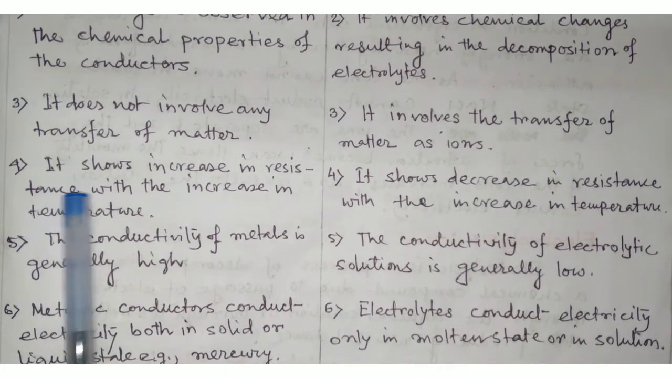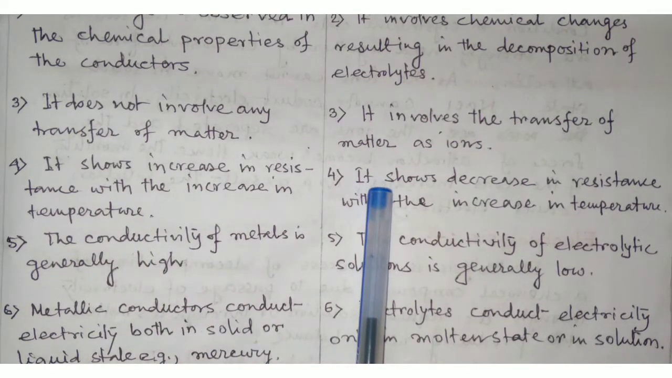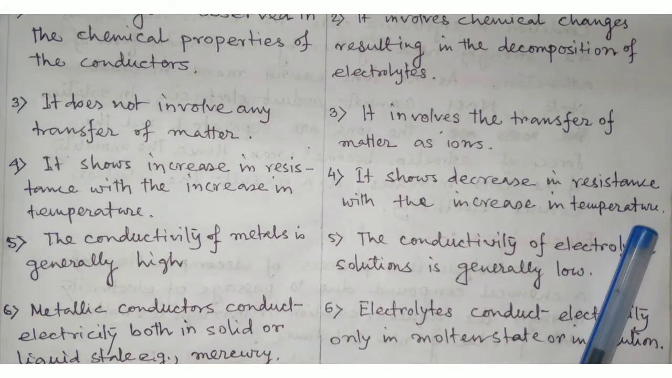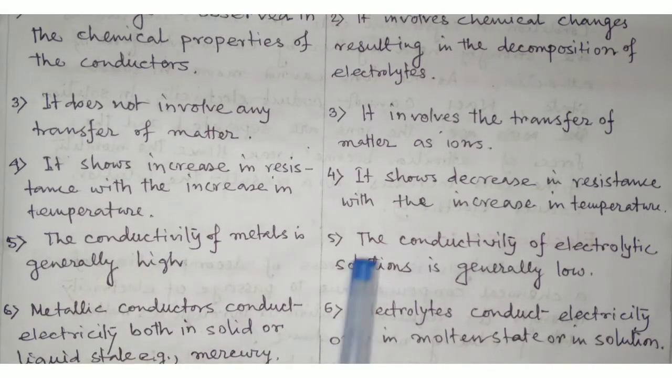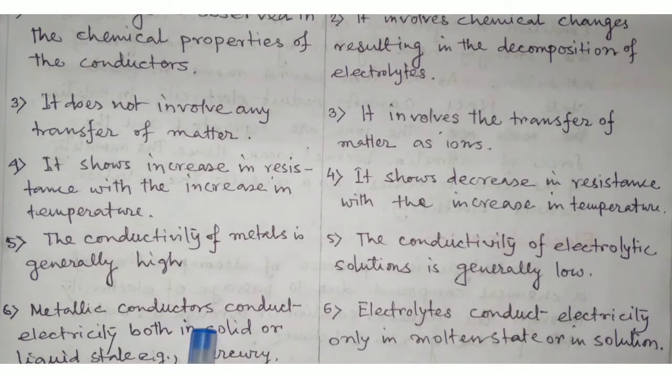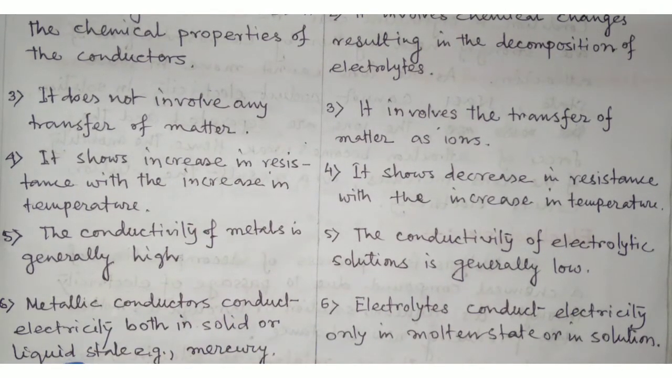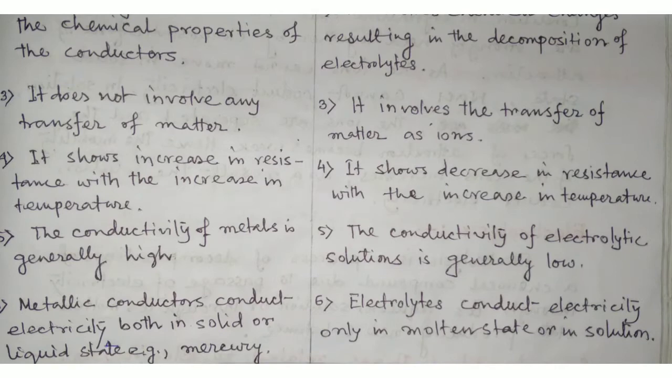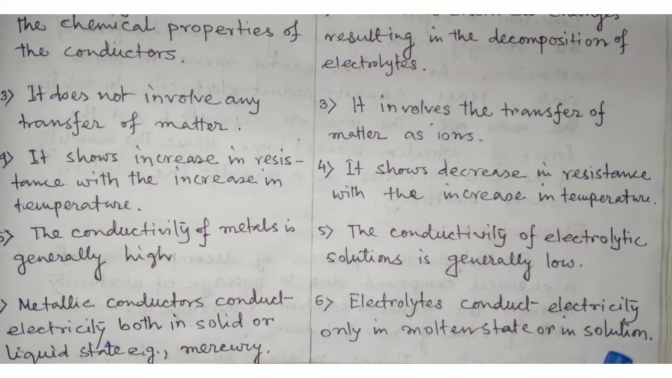In the case of a metallic conductor, resistance increases with an increase in temperature, whereas in electrolytic conduction, resistance decreases with an increase in temperature. Number 5, the conductivity of metals is generally high, whereas the conductivity of electrolytic solutions is generally low. And the last point: metallic conductors conduct electricity both in the solid or liquid state, for example mercury, whereas electrolytes conduct electricity only in the molten state or in solution.